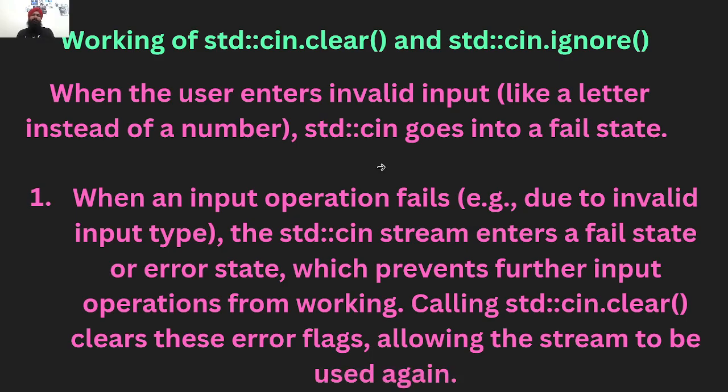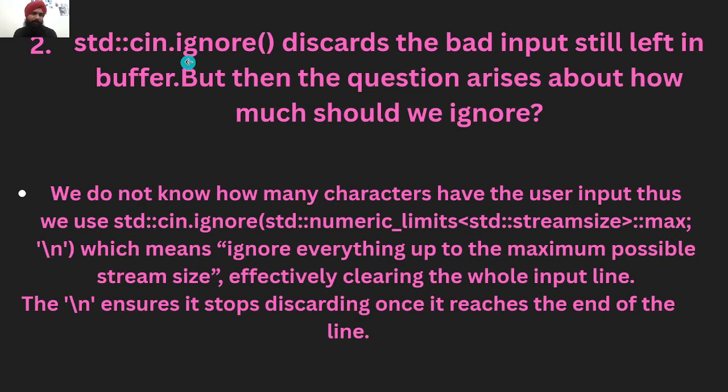Now then the problem is, if I ask the user to enter just one integer and he enters a b c, then std::cin dot clear will only clear that wrong value which gets in our stream, which is a, but the bc is still in our stream. So I have explained here, like std::cin dot ignore discards the bad input still left in the buffer, but then the question is how much should we ignore? Like when I give the example that user enters ABC, now A goes into our cin, and A gets cleared by dot clear, then BC still stays in the buffer. So std::cin dot ignore discards that bad input.